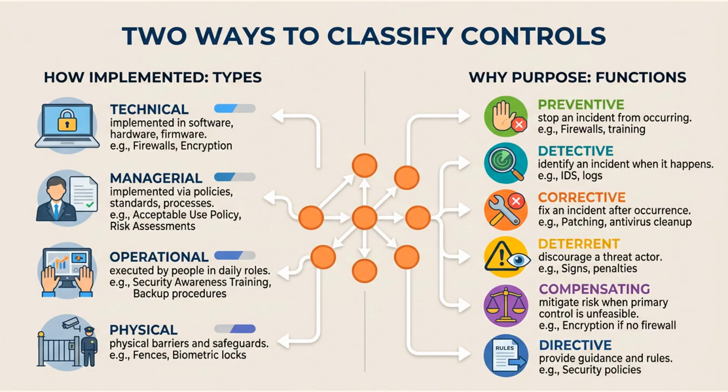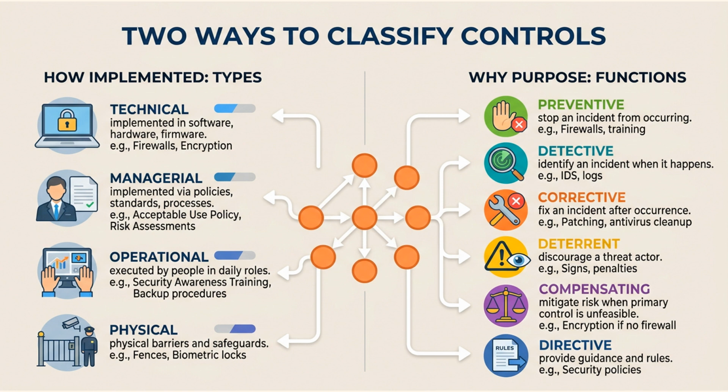CompTIA tests controls in 2 completely different ways, and you must know both. First, how is the control implemented? Is it a piece of technology, a management policy, an operational process done by people, or a physical thing you can touch? Second, why does it exist? What is its purpose in the security timeline? Does it stop something before it happens, discourage someone, detect it after, or fix it? Every single control can be labeled both ways.